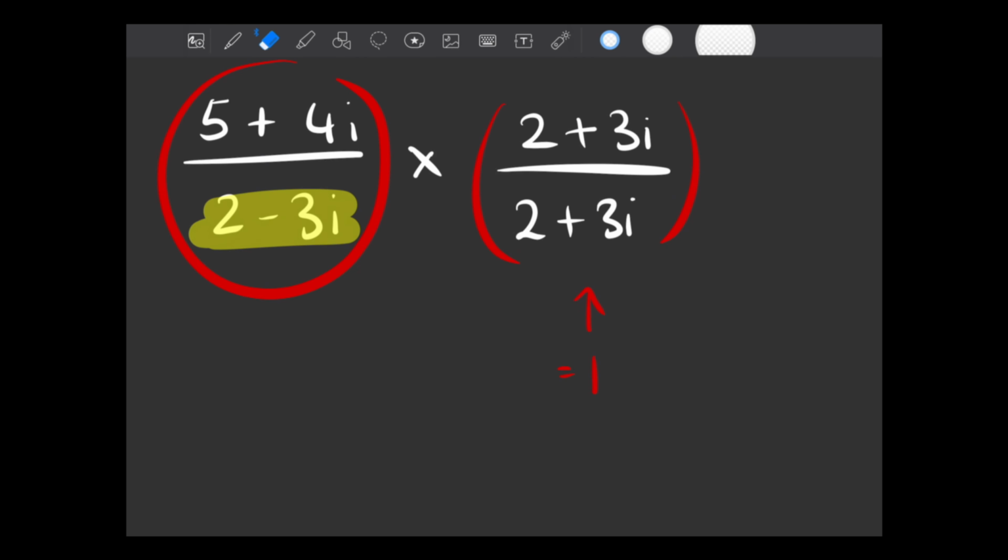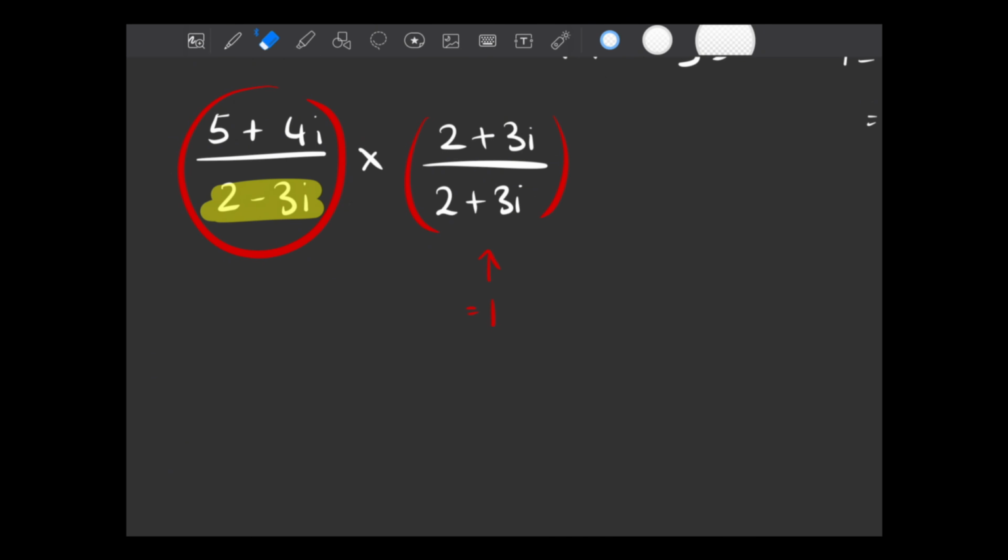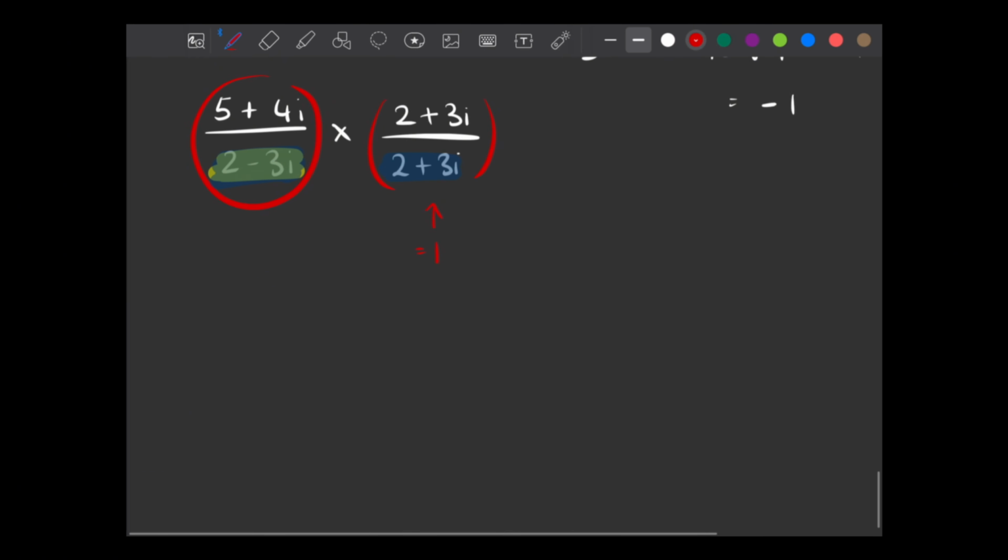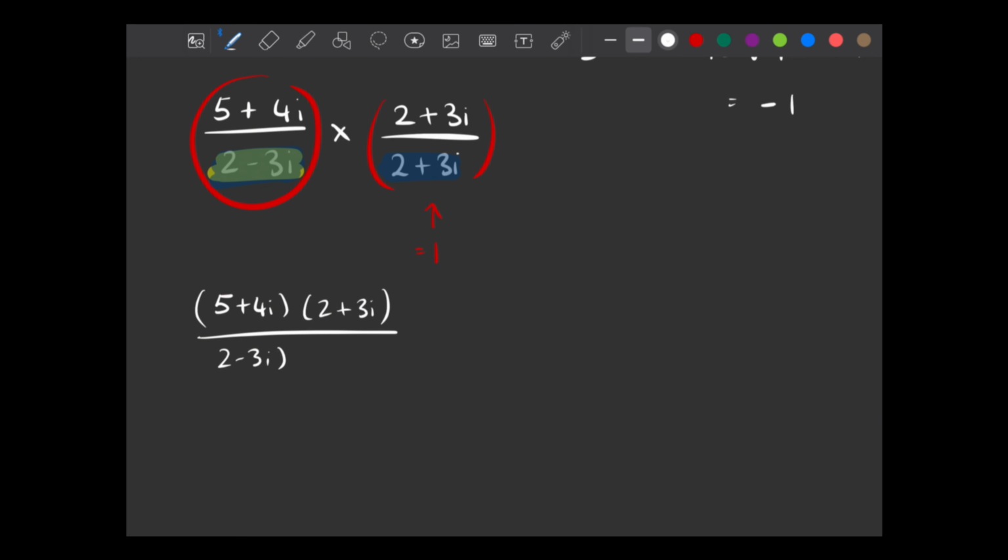But what it allows us to do is make the denominator into a real number, because we know that this 2 minus 3i times 2 plus 3i will give us a real number. So let's just work through this. So on the numerator we have 5 plus 4i times 2 plus 3i, and in the denominator we have this multiplied by its complex conjugate.